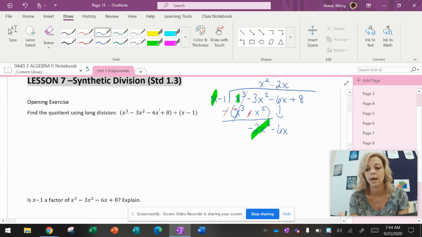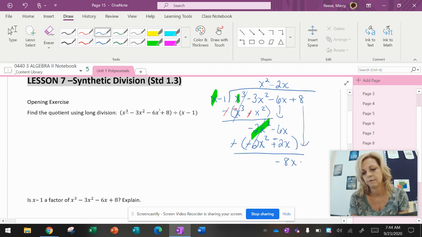And I'm going to distribute that to the x minus 1. So I get negative 2x squared. Negative 2x times negative 1 is positive 2x. And I'm going to set a negative outside a set of parentheses, and I'm going to distribute that negative through. These two should cancel out. Negative 6x and negative 2x, just combine them. That's all you got to do. It's negative 8x, and then I'm going to bring that positive 8 down.